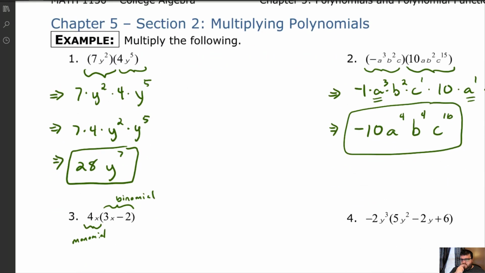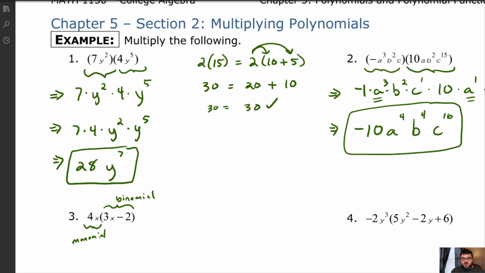So, for instance, let's say that we had 2 times 15. We all know that 2 times 15 is 30. You can multiply that out. But the distributive property says, let's say we write 15 as 10 plus 5. Well, the 2 can distribute over the addition. So 2 times 10 gives you 20, and 2 times 5 gives you 10. And of course we know that 20 plus 10 is 30. So the distributive property is just a property of real numbers.